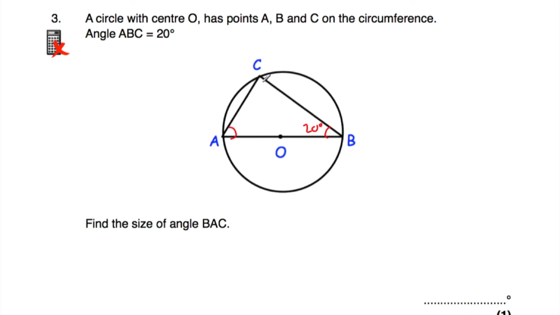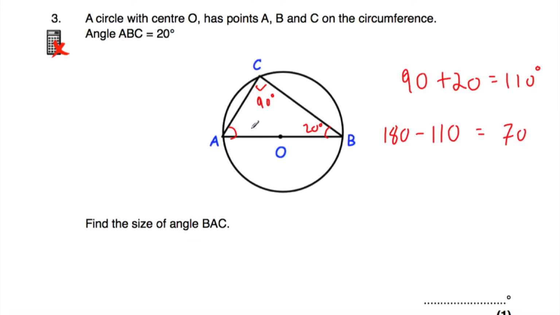So we want to find the size of this angle. Now, because we've got a triangle inside of a semicircle, that means that this is a right angle, so that's a 90-degree angle. So let's write 90 degrees there. And now we can work out the size of this angle by doing 90 plus 20, that's equal to 110 degrees. And then if we take that away from 180, we can find the size of this angle. So 180 take away 110 is equal to 70. So angle BAC is 70 degrees.